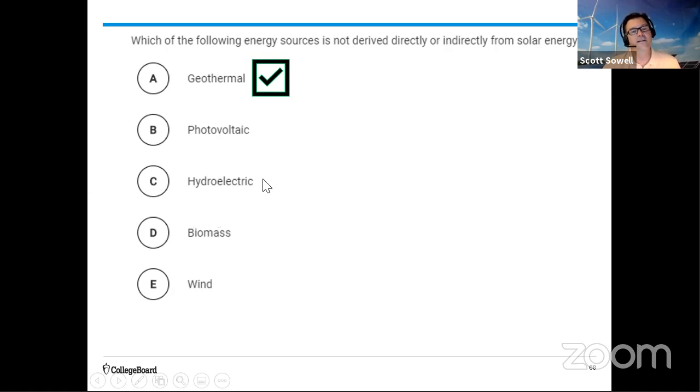Well, yeah, the water cycle is powered by the sun. Biomass, that's living things. Photosynthesis, the sun. And then the unequal heating of the earth is causing wind currents. So everything is directly or indirectly related to the sun except geothermal.